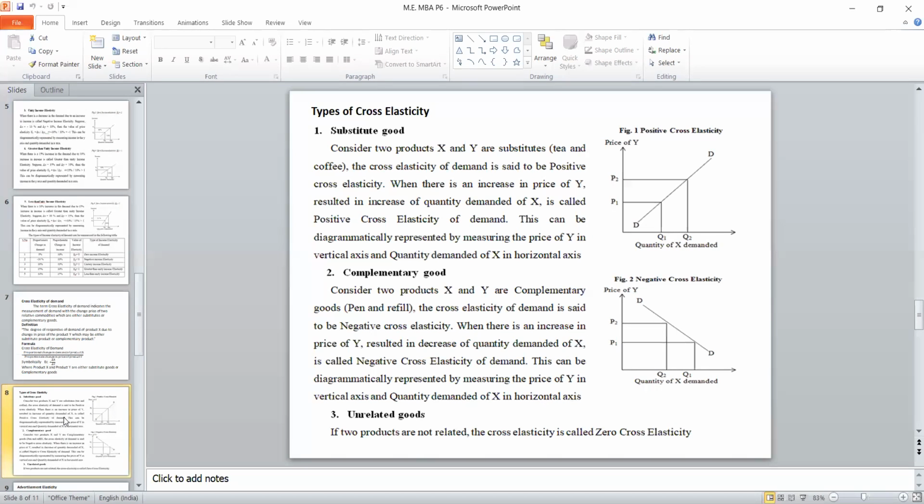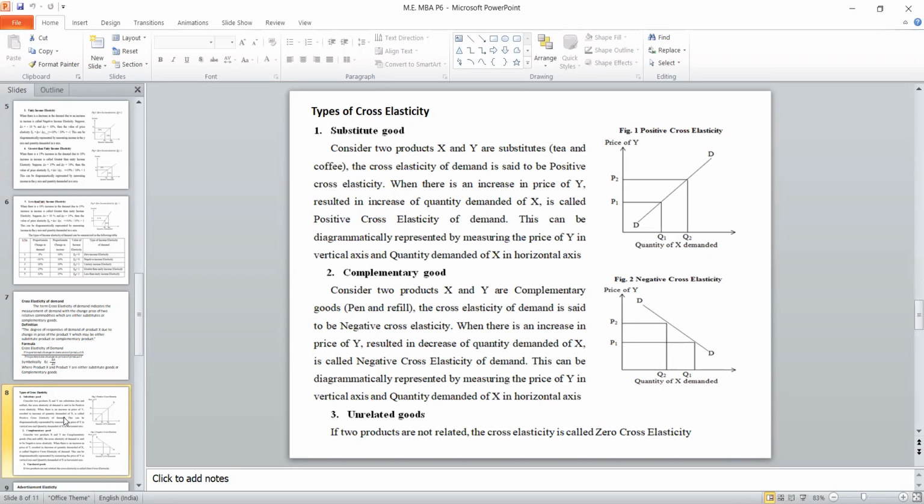So the percentage change in demand divided by the percentage change in price of the corresponding product, definitely the demand curve will not be a downward sloping curve. We call this elasticity a positive cross elasticity. Why? Because our product is getting demand not because of our price strategy, but because of the price strategy of the opponent. This is possible only in substitutes.